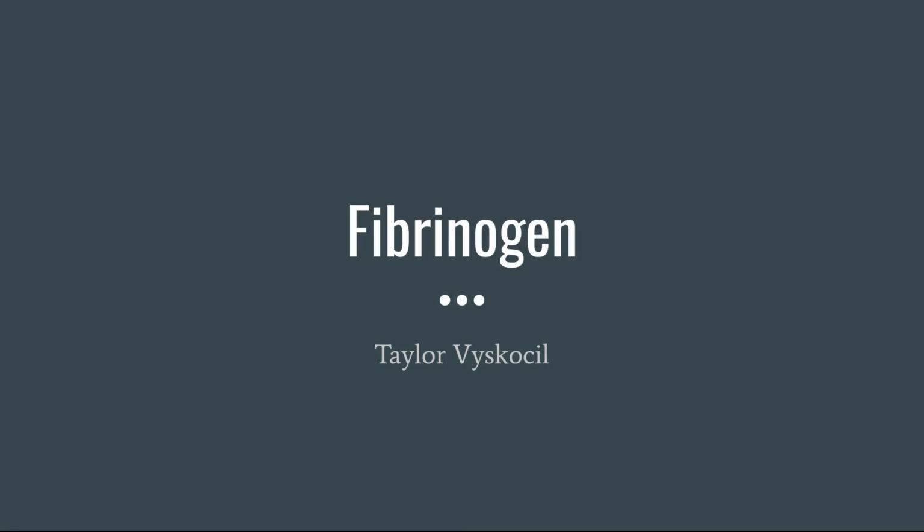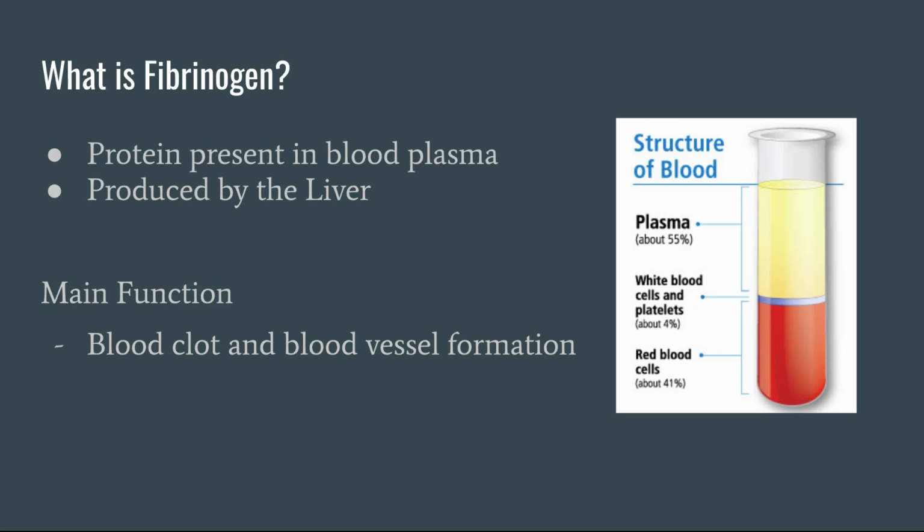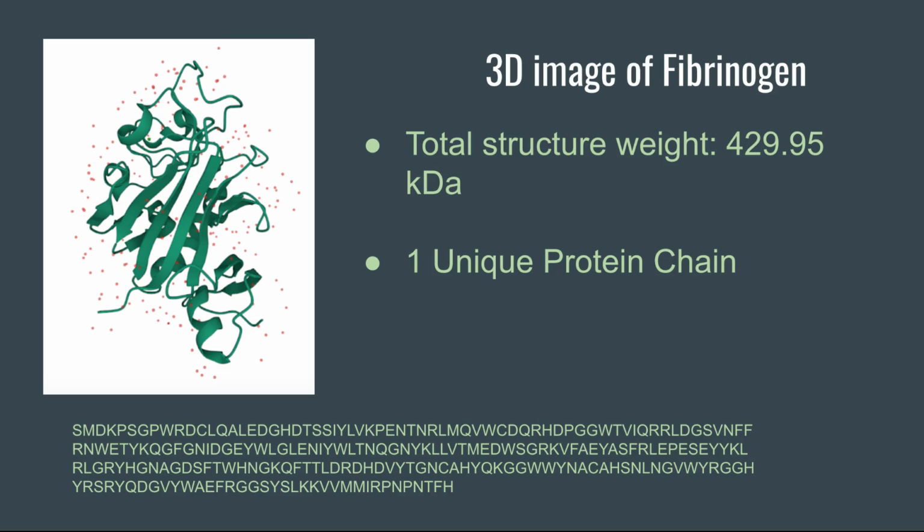Okay, so the protein that I chose is called fibrinogen. Fibrinogen is a protein present in the blood plasma, which is this section right here. It is produced by the liver, and its main function is that it initiates the growth of blood clots and creates new blood vessels in response to injury, infections, or inflammations.